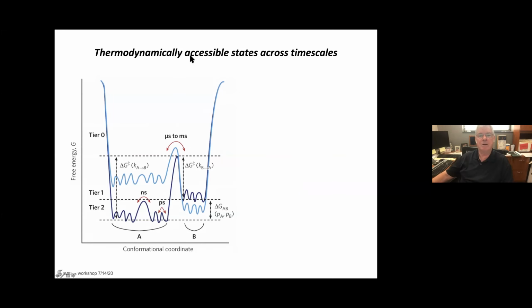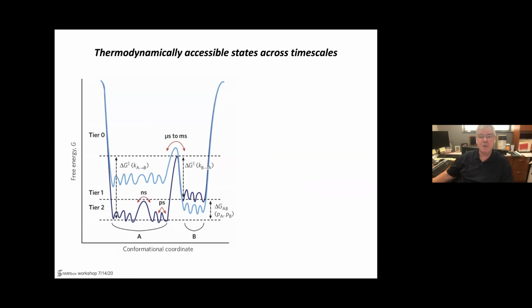So we know that there are many thermodynamically accessible states, and they occur across many timescales. Let's take a very simple system, and we're going to say that we have two states, an A and a B state. But within this A manifold, there's many substates that interconvert on the picosecond scale or even the nanosecond scale, and that I showed you in that first slide. There's a similar case in the B state. The B state is a higher energy, so it has a lower population, but it has substates as well.